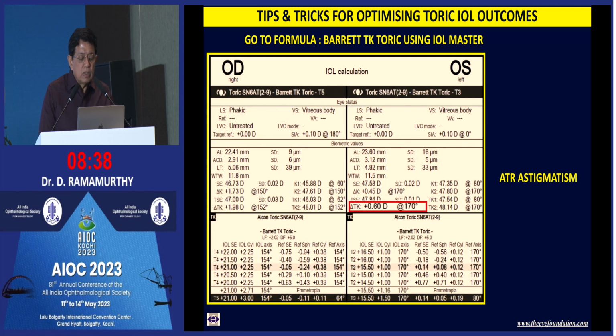You can see a situation like this, against the rule astigmatism of just 0.6 diopters. Oftentimes I am asked what is your cutoff as far as putting a toric intraocular lens is concerned. It is not just the magnitude of the cylinder that is important, it is also the axis which is extremely important. This is against the rule astigmatism. Just for 0.6 diopters, it shows up a need for a T3 toric intraocular lens, and especially if it's a multifocal lens, this definitely needs to be taken care of.